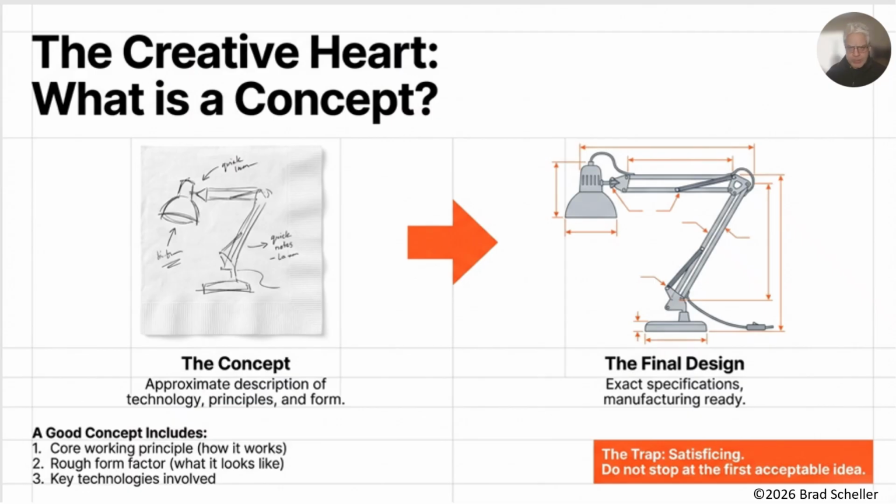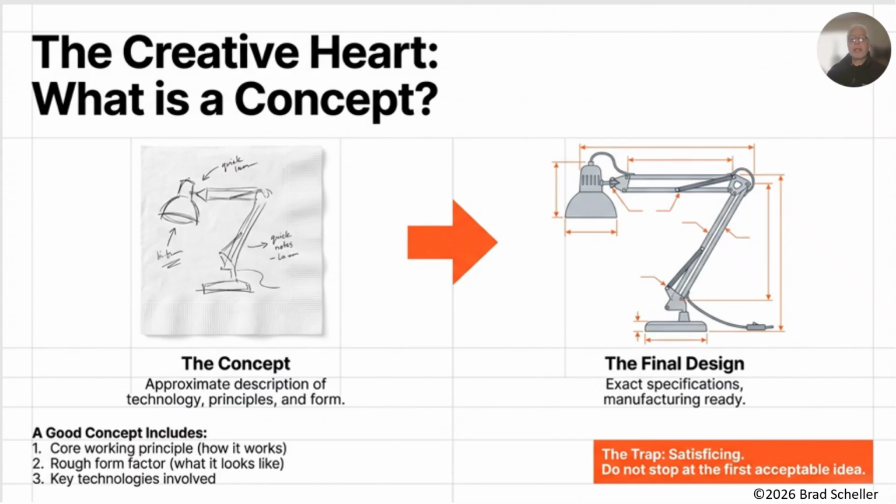Now, a good concept includes 3 things. 1, the core working principle. How does it work? 2, a rough form factor. What does it look like? 3, key technologies involved. What enables it? For example, a concept for a new coffee maker might be, and get this, a thermal carafe system using vacuum insulation that brews directly into a double-walled container, eliminating the need for a heating plate. That's it. No exact specifications, no dimensions, no material information, no CAD drawings, just enough to understand the core idea.